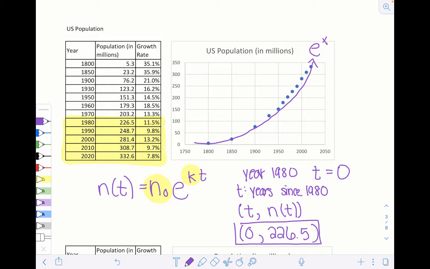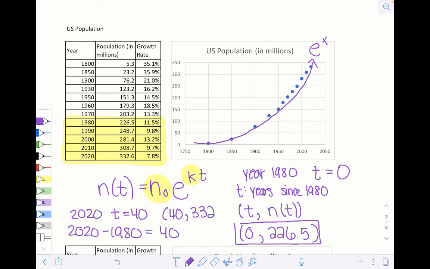So let's pick another point. Let's say we pick the year 2020. If we pick the year 2020, we need to figure out what our new t value is. Since t is the years since 1980, we can go 2020 minus 1980 to figure out how many years we're dealing with. In that case, it would be 40. So another ordered pair we have is 40, comma, and then the population in 2020 is 332.6.